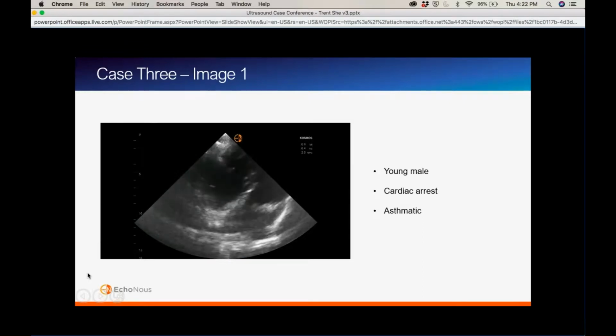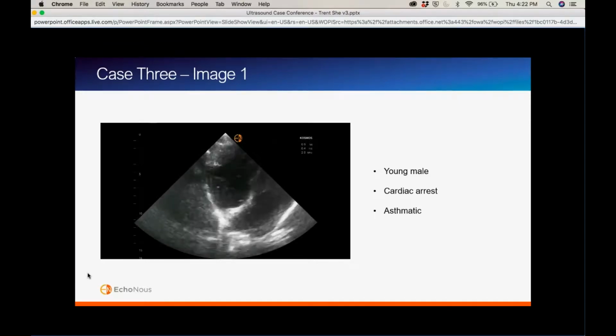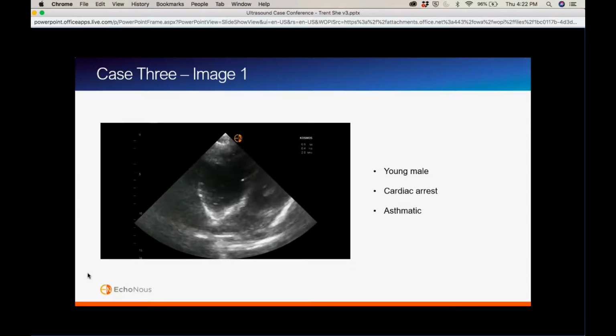So the first thing we noticed with this was that there's definitely some cardiac activity here, so that's good. And now we have to figure out why in the world this RV is so big. So this is a perfect example. You have 3 or 4 different diagnoses at the top of your differential, and all of these can be evaluated with ultrasound.